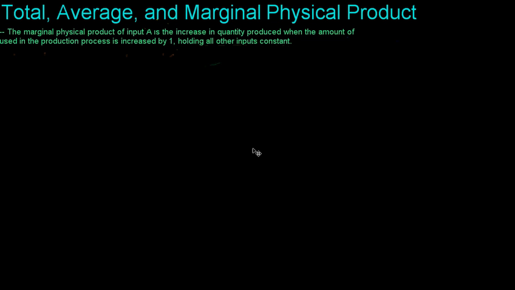So in this video we're going to talk about total, average, and marginal physical product. And the first thing that's worth noting about all of these ideas is that we're talking about a real physical product. So we're going to get to the difference between total, average, and marginal, but first I just want you to notice that we're talking about a real physical product.